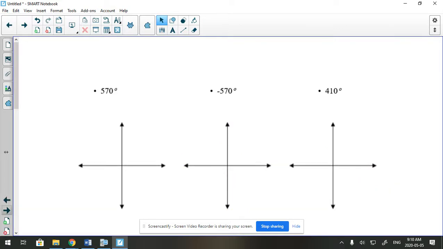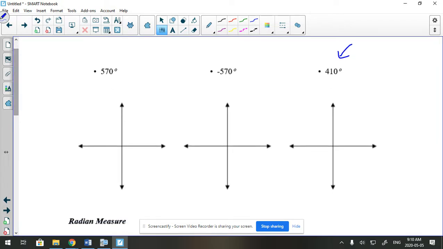I'll do this one here, 410. So again, you have to kind of think, here's 0 degrees, 90, 180, 270, and then it comes all the way back up to 360 degrees. Start with your initial arm. Now we have to go 410, so that means I'm going to rotate this angle all the way around. That's going to take me to 360, and I'll need another 50 to get to 410. So I'm going to draw an angle about 50 further on.